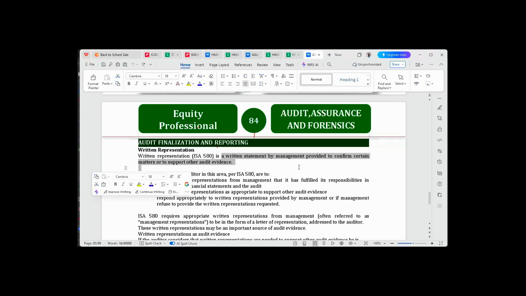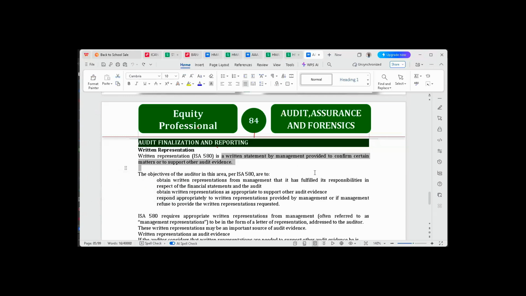Let me tell you how you utilize this. The auditor is asking for information, trying to obtain evidence. The management is not forthcoming with the evidence. What will the auditor do? The auditor will write, I need this information. Why are you not giving me this information? The management will now write and say that this is the reason I cannot give you this information. When the management writes the reason why they cannot give that information to the auditor, that will serve as a written representation. Do you understand?